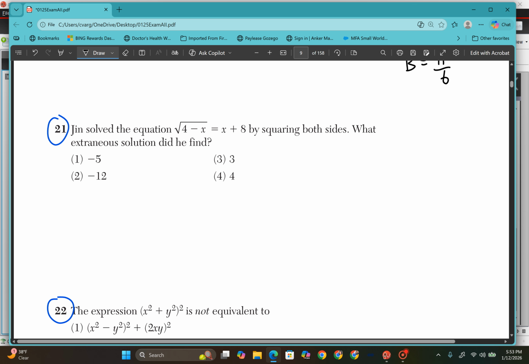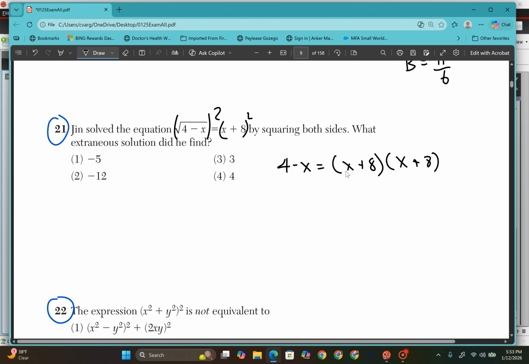Okay. So Jin solved the equation by squaring both sides. What extraneous solution did he find? Okay. So he's taking this and he's squaring it. Whatever you do to one side, you do to the other. So extraneous means that when you plug it back in, it does not work. Right? So let's do it. So the square root and the square cancel each other out. So we're left with 4 minus x is equal to x plus 8 squared. When you square something, that means that you multiply it by itself.